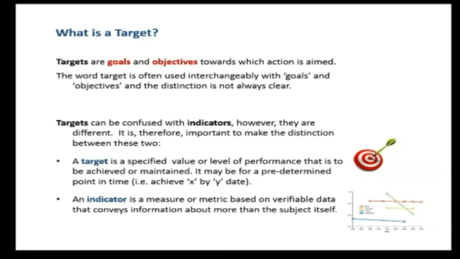Targets can be confused with indicators. I'll give a definition of that now, and we'll come back to that later. But targets and indicators are different. It's important to distinguish them. So a target is a specified value or level of performance that is to be achieved or maintained. It may be for a predetermined point in time, such as achieve X by Y date. And an indicator is a measure or metric based on verifiable data that conveys information about more than the subject itself. So the indicator can be used to help measure progress towards the target, for example.